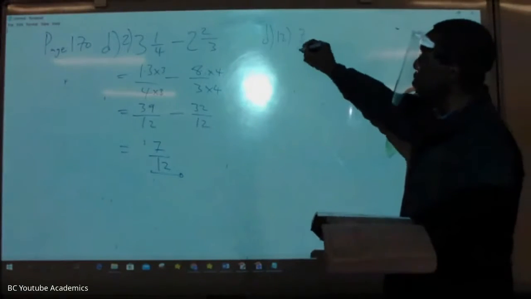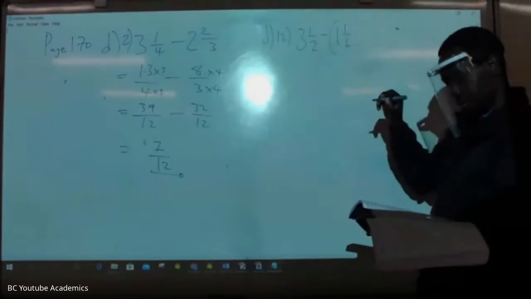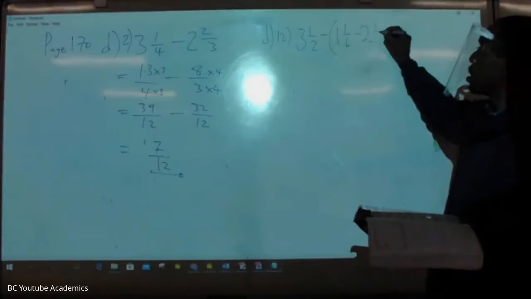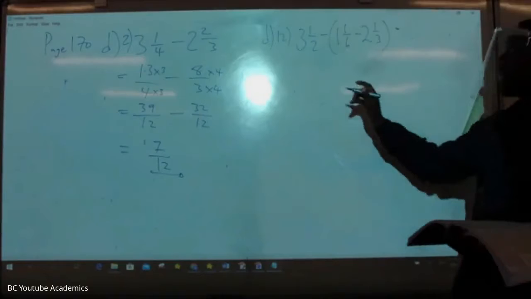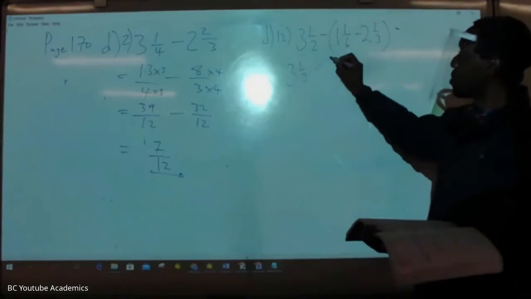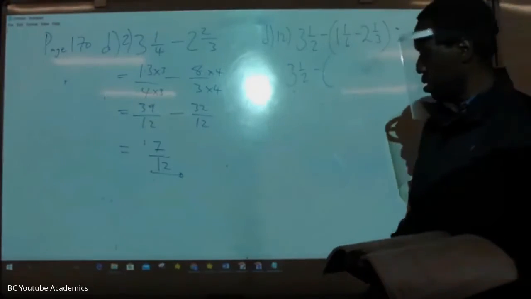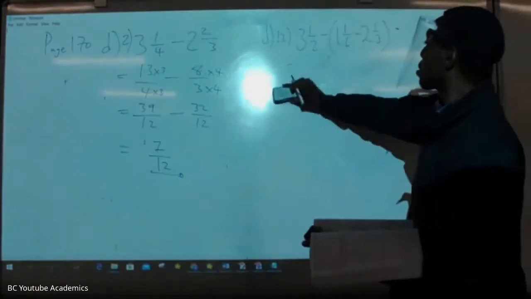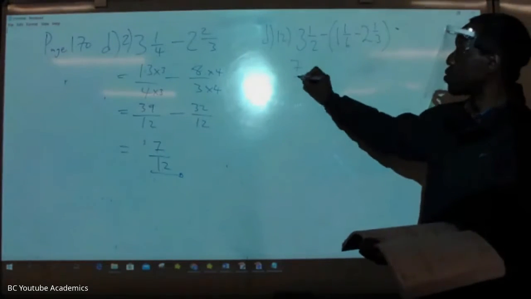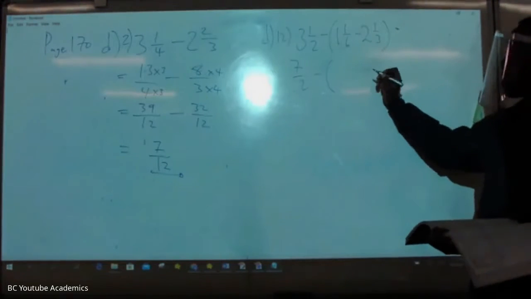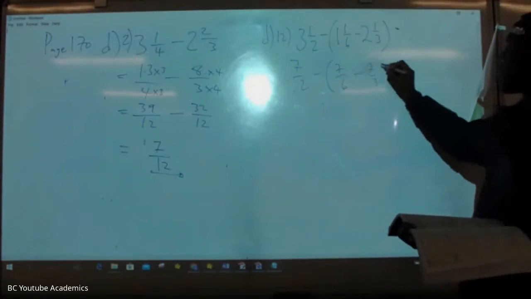So that's 3.5 minus, and then in brackets 1 and 1/6 minus 2 and a third. So what do we do first? Bracket first. Let's just change everything to improper fractions. So 3.5 becomes 7 over 2, minus, inside the bracket, 7 over 6 minus 7 over 3.